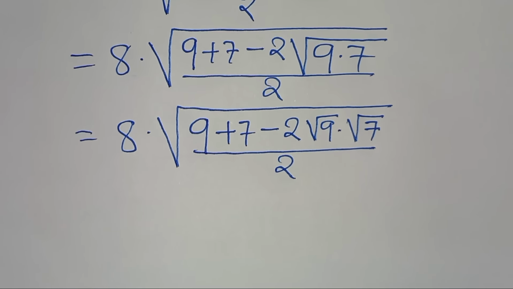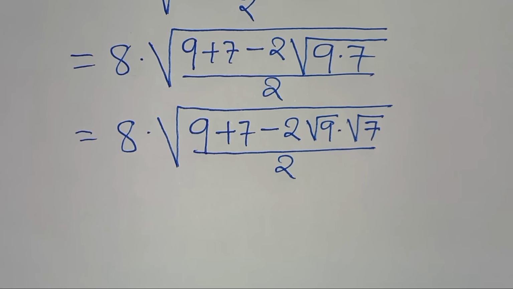The next step is that here we have 8 multiplied by square root of, now here we'll have 9 plus 7 subtract 2, then square root of 9 here is 3, so multiply by 3, then multiply by square root of 7, then everything here divided by 2.